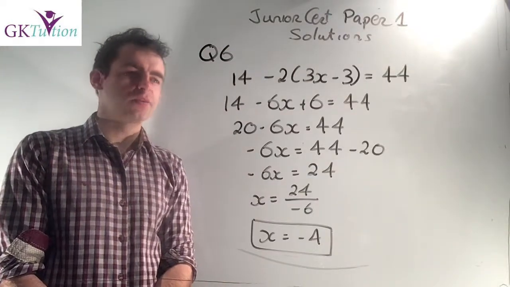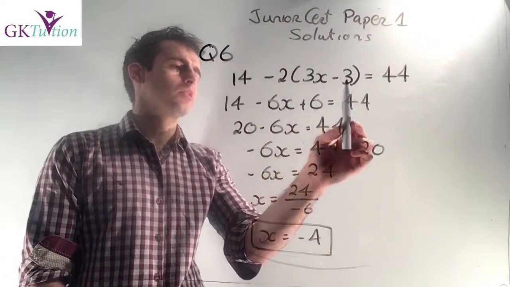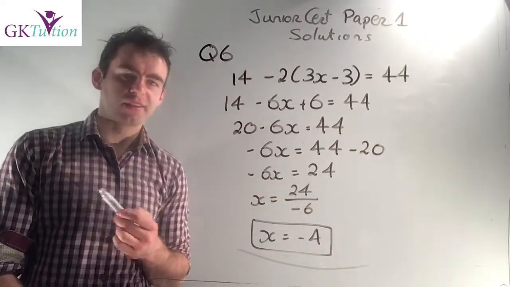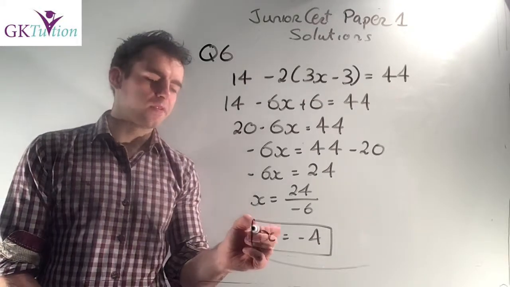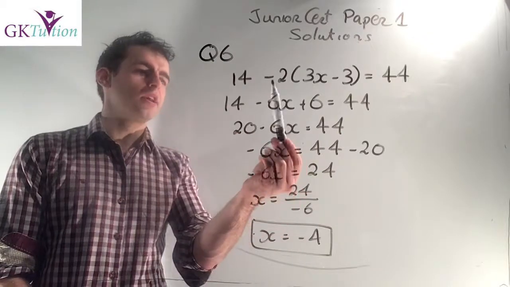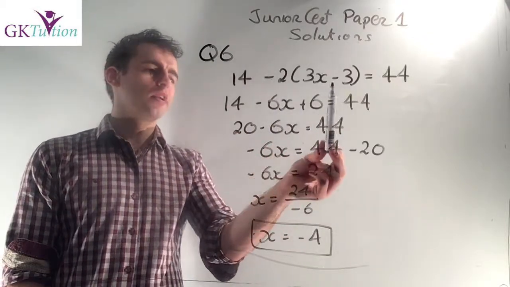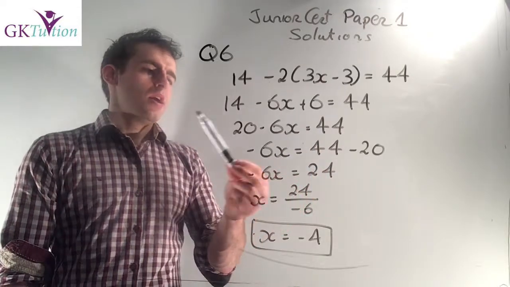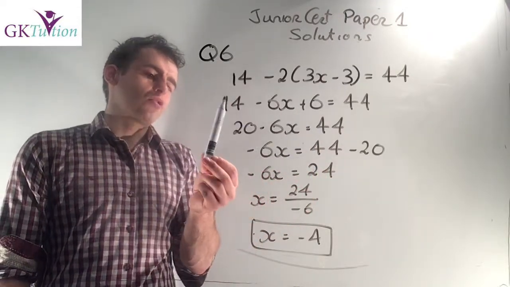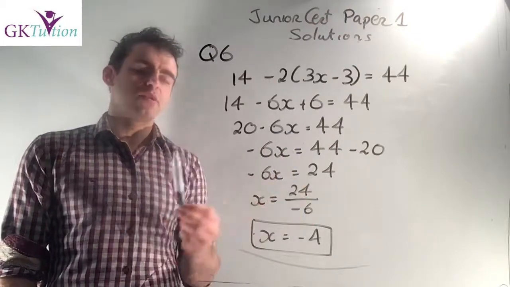Okay, question 6 was relatively straightforward. You're given 14 minus 2 times 3x minus 3 equals 44. And it says solve the equation. Solve means find the value of x. So the first thing you do obviously is your brackets. You multiply minus 2 by 3x, you get minus 6x. Minus 2 by minus 3, you get plus 6. Now on the left hand side, all I did there was group 14 plus 6 gives me 20. So 20 minus 6x equals 44.